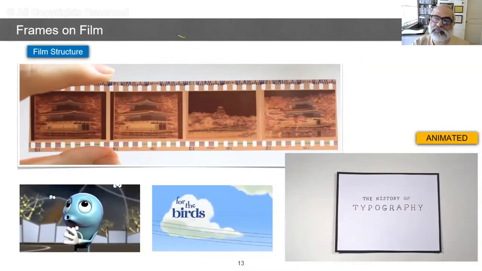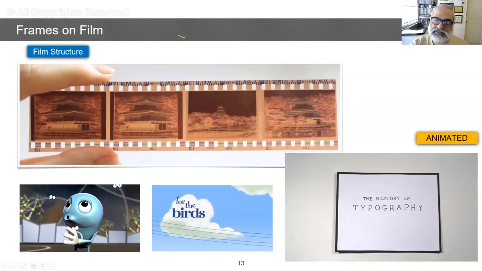Pictures. Now, here is an example of what a film frame looks like. This is a frame from a film. If you see, there is some ghost of an image that you are seeing over here. This is what a film reel actually looks like. It's like four frames from a reel.